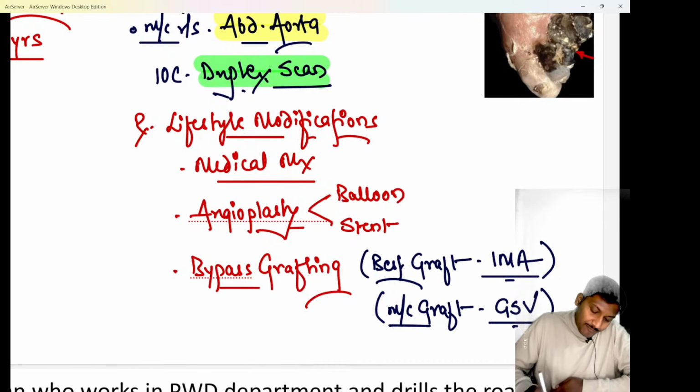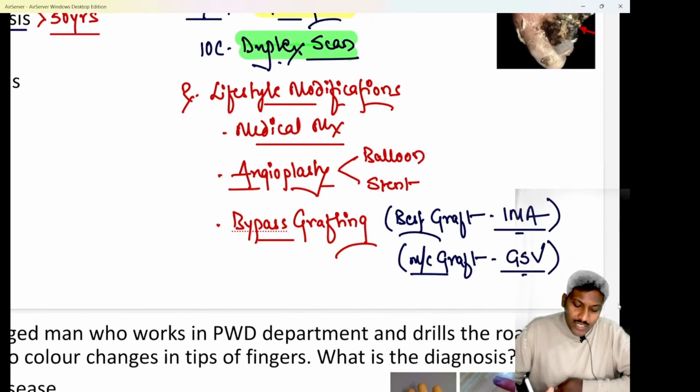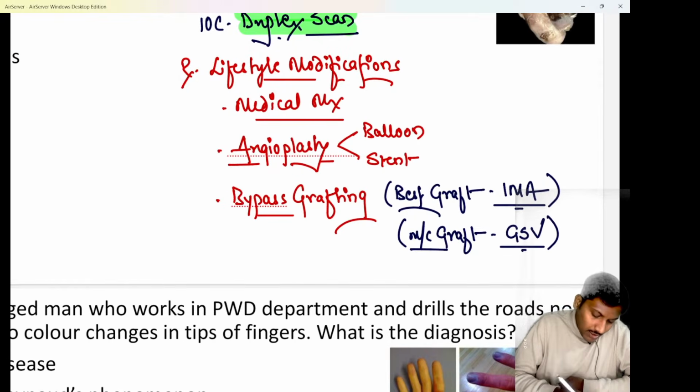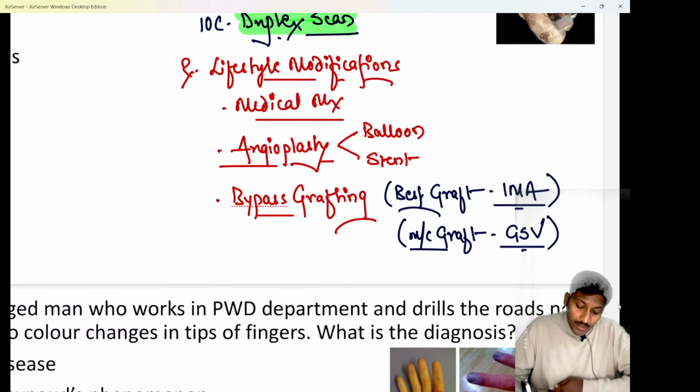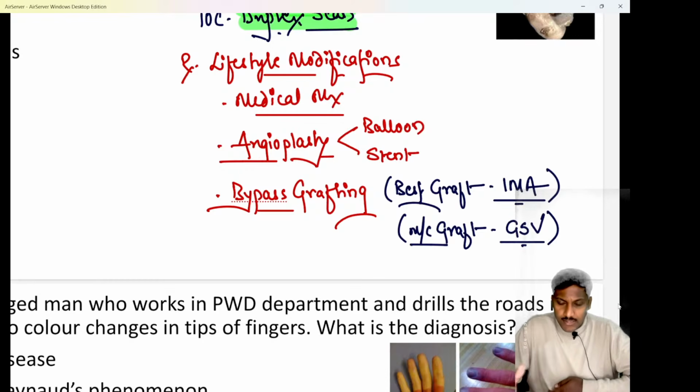Next, if medical management also fails, go for an angioplasty. Either you go for a balloon angioplasty to break the atherosclerotic plaque or a stent angioplasty. And last is bypass grafting. The last option is bypass grafting. Do remember, when you do a bypass grafting, either you can use an autologous graft from your own body or you can use a synthetic graft.